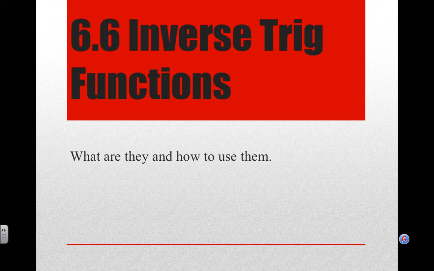We're going to be working today with 6.6 inverse trig functions. We're going to figure out what they are. Even though we've used them a little bit before, we're going to really use them in this entire section here, and really how to use them. There's more than just the little ways to use them.